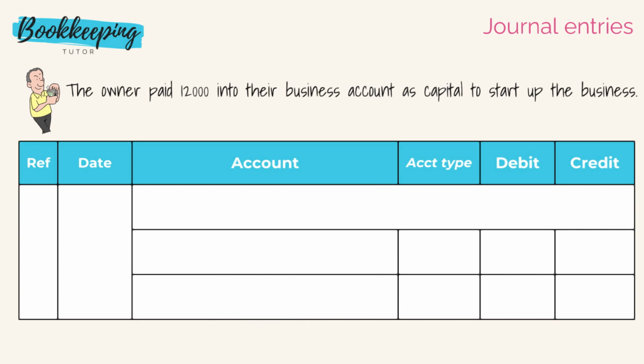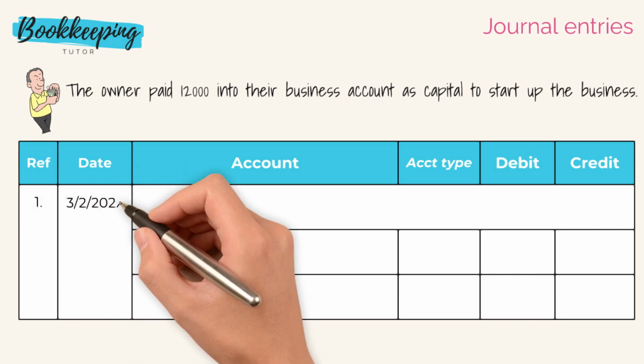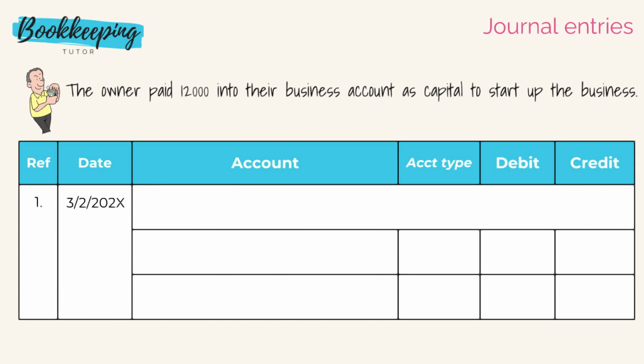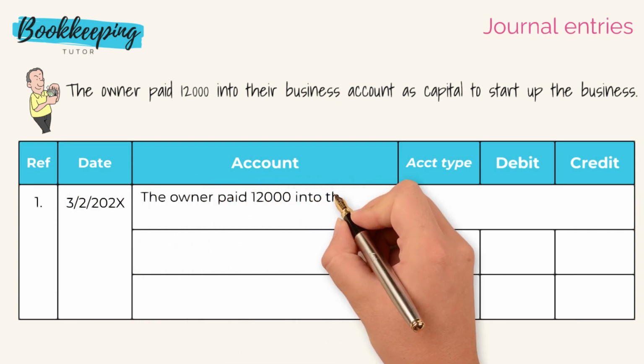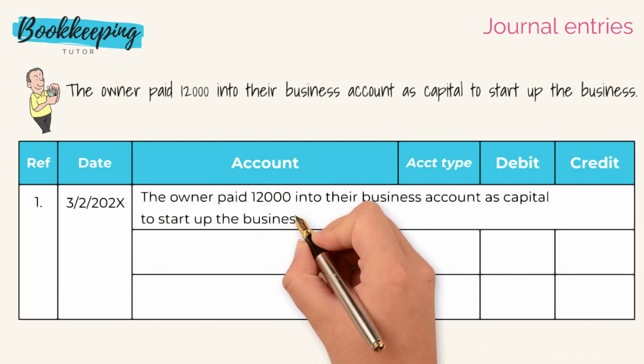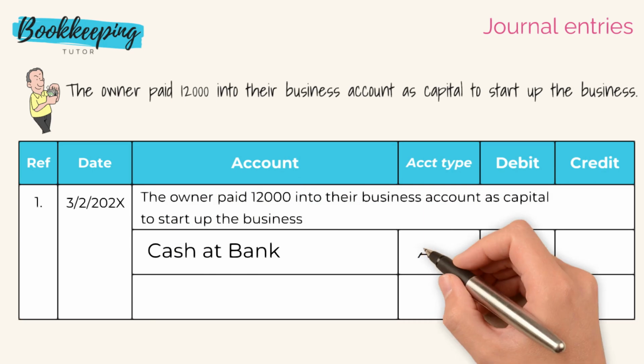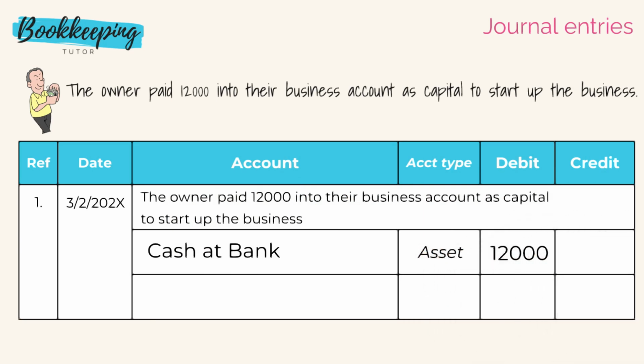The reference number, the date of the transaction that was in the task description, then a short description of the transaction or narrative if you like. Then in the first line, the account to be debited. In our case, the cash account that is debited for 12,000. I'd like to highlight that normally the account type is not part of the journal entry. I included it only for presentation purposes.